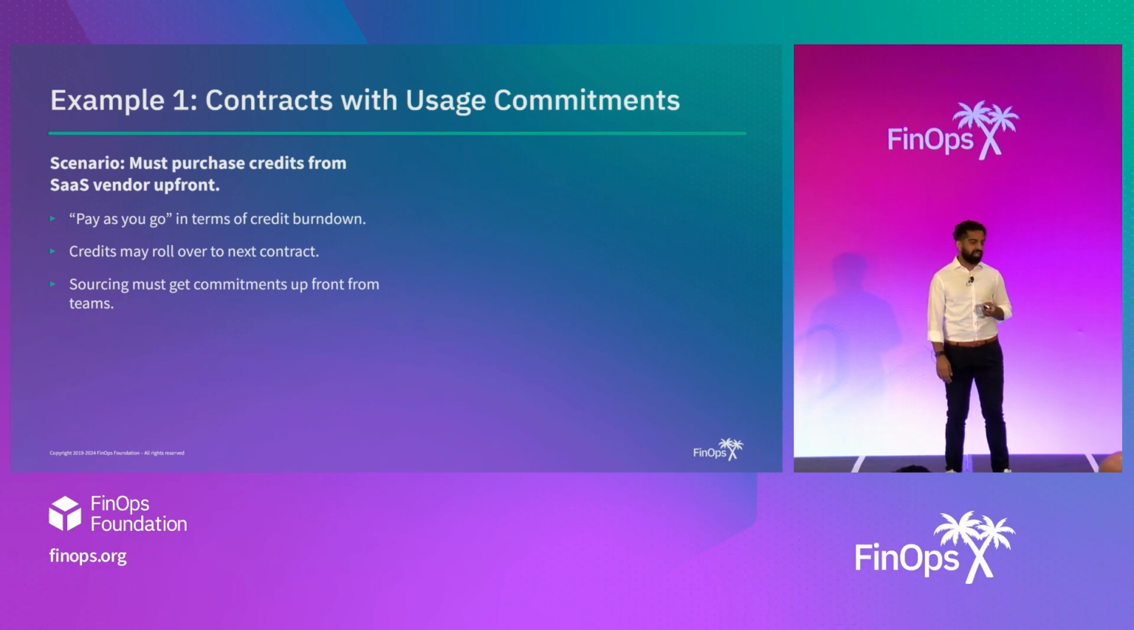Okay, so the first one I want to talk through is contracts with usage commitments, right? And the scenario is, you must purchase credits from a SaaS vendor up front. And in order to do this at a place like Citi, we're a platform of platforms. And so we go to these different application owners, and we ask them, what are you thinking in terms of forecasts of using credits for the next year, right? And so they come up with estimates, we add them up, and then we say, okay, we're going to purchase a contract here.